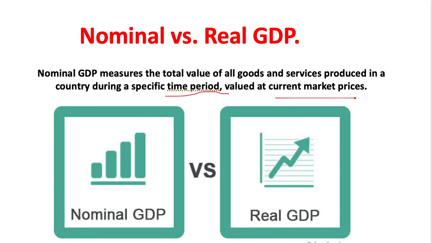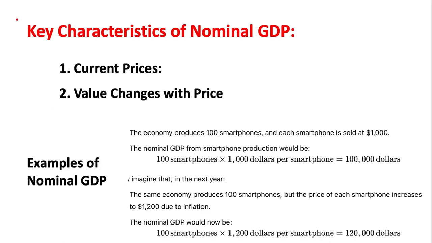As a result, nominal GDP reflects both changes in the quantity of goods and services produced and changes in the price level. Key characteristics of nominal GDP. Current prices. Nominal GDP is calculated using the prices at the time of production, which means it doesn't account for inflation or deflation. Value changes with price. Since it uses current prices, nominal GDP can increase or decrease not only because of more or fewer goods being produced, but also because of changes in prices.